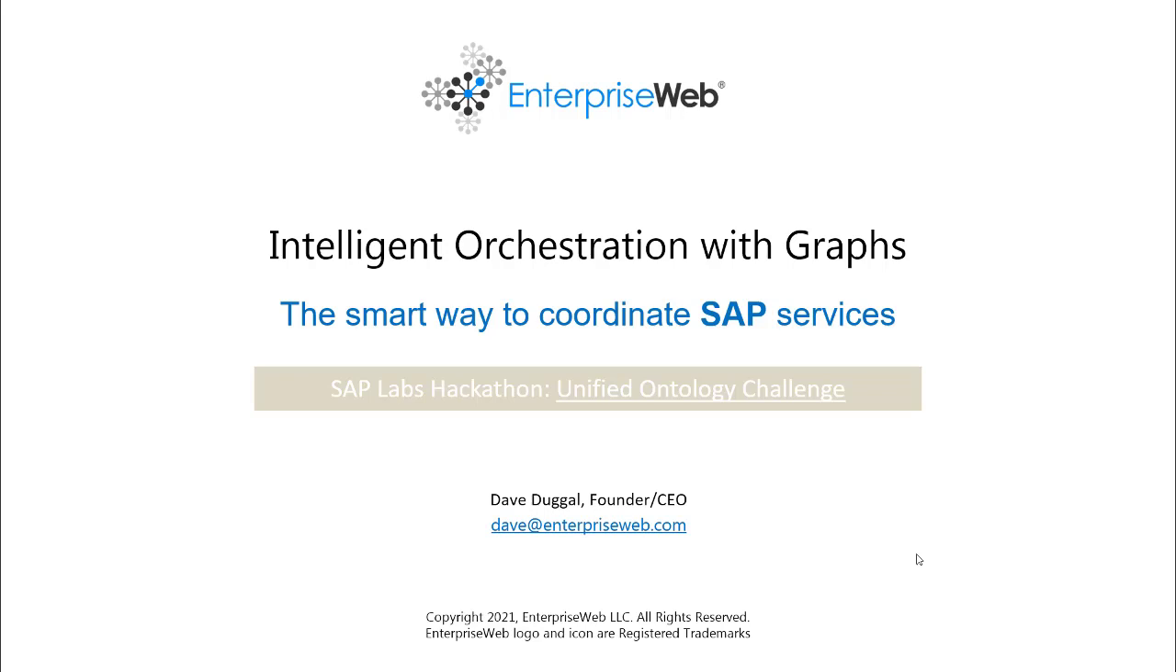Today's presentation, Intelligent Orchestration with Graphs, the smart way to coordinate SAP services, was motivated by a hackathon hosted by SAP Labs. SAP provided models, files, and endpoints, and we're seeking innovative new approaches to interoperability and automation. SAP, like everyone else, is looking for ways to make it easier for customers to connect their products and services. As you'll see, we demonstrated how our platform enabled rapid modeling of an end-to-end process across SAP and non-SAP endpoints.